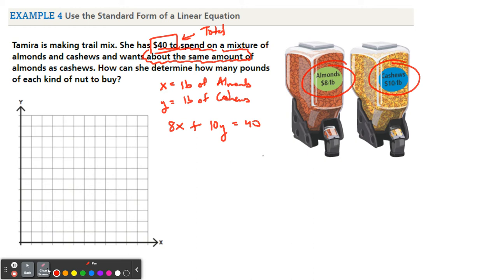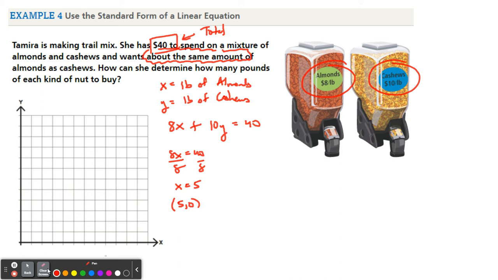So let's go through and find the intercepts, okay? And then this will be how we graph it. So let's cover up the y first. Cover up that 10y, and let's just write down 8x equals 40. Let's divide by 8, divide by 8, x is 5. So this is our x-intercept, (5, 0). We'll put that on the x-axis.